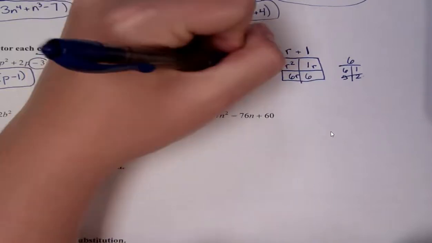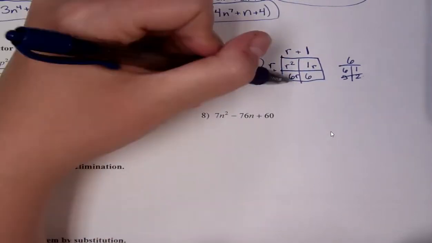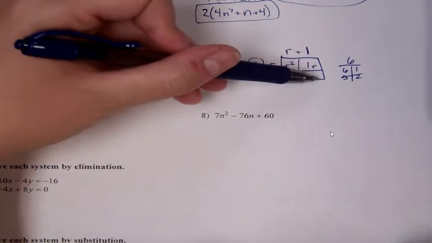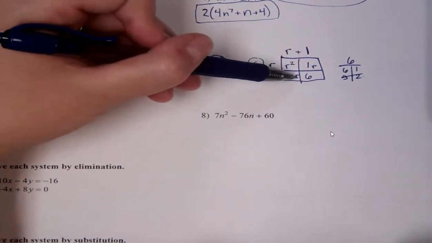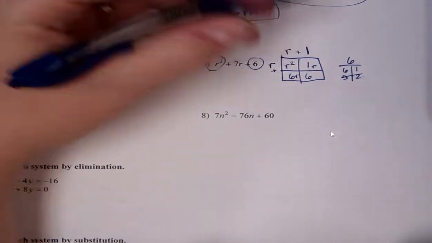Same thing here, r is the greatest common factor. And then here, this is a little different. So there is no r in this box, so you can't put an r out here, but they do have a 6 in common.